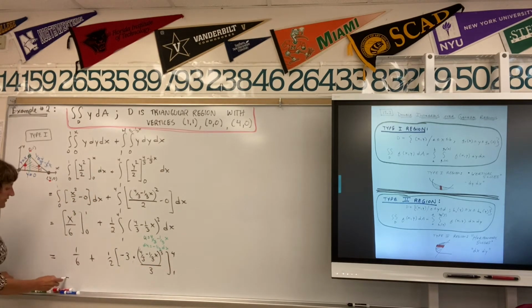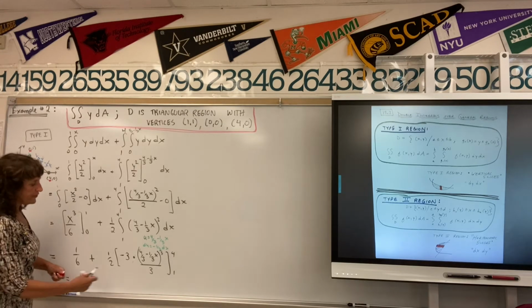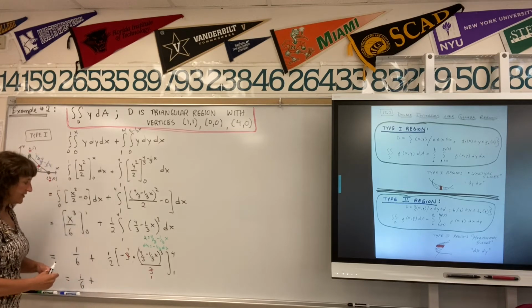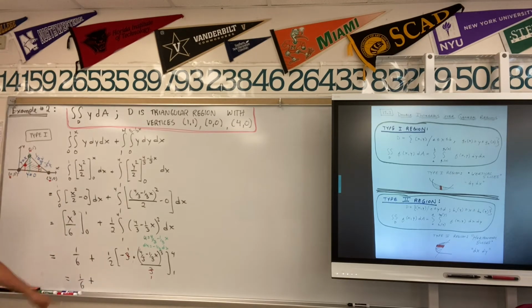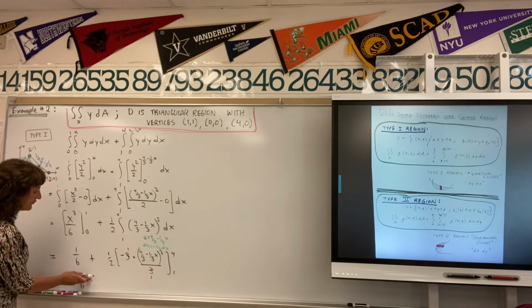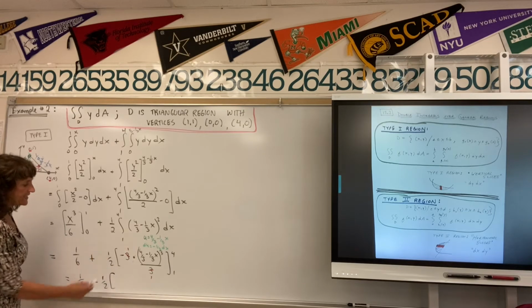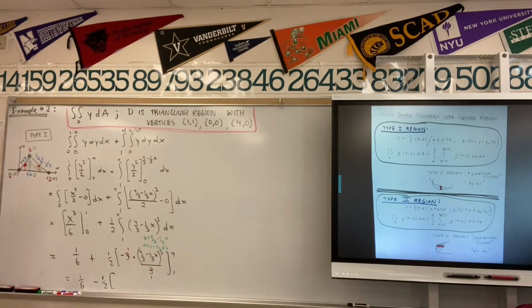So I have my 1/6 here, and I'm going to add to that, well, let's go ahead and evaluate this. I'm going to move the 3's out of the way, okay? So this gives me, bring the negative out, so it gives me a -1/2 out front, so -1/2. So bringing the negative out and moving the 3's out of the way, all right?